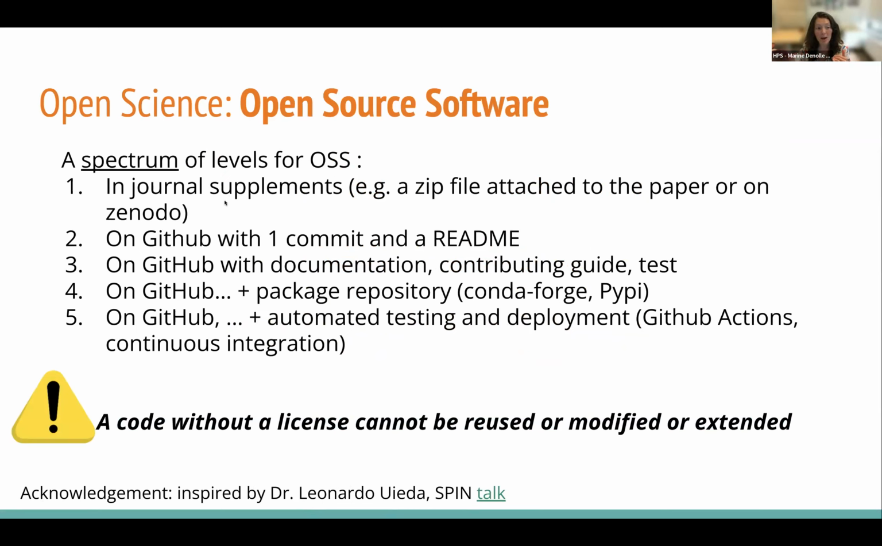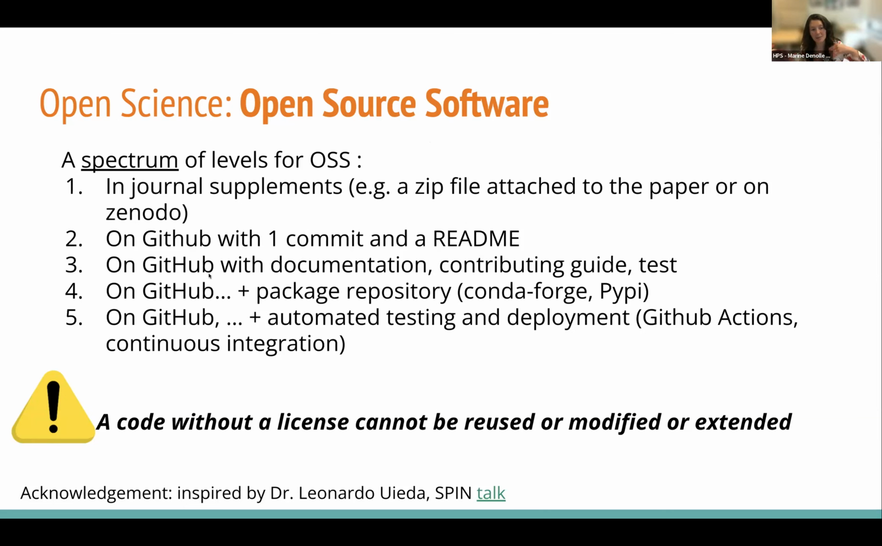The minimal one is that you can put in journal supplements, just like what Dave was showing at the beginning in his 2012 paper. You can attach a zip file of your code, or put it on Zenodo, as is, with all the software that you've used for your paper. That's the first level. The second level is that I actually use GitHub, so beyond just Zenodo, I have one commit and a README that describes the code, and that is linked to the paper. That's the next level, using the version control aspect of code repositories.